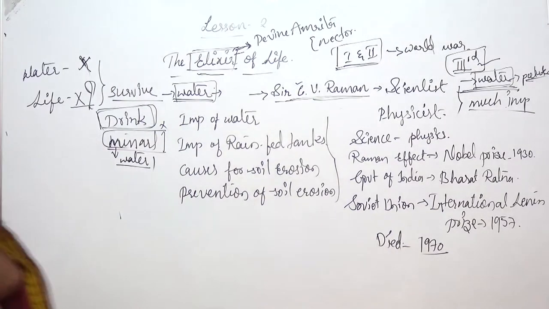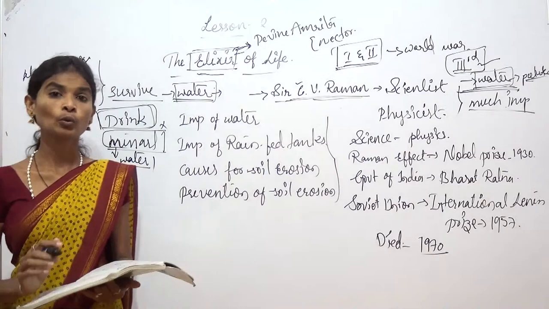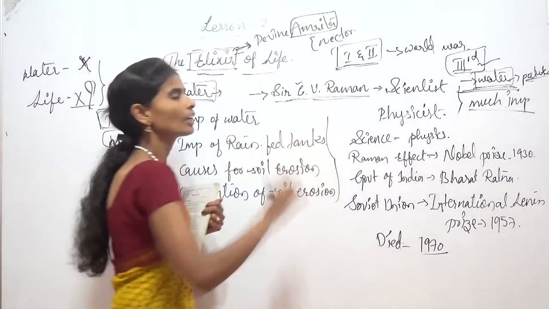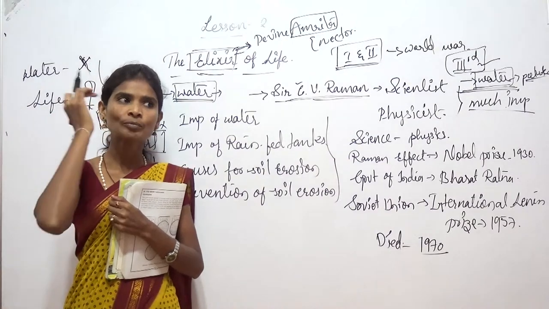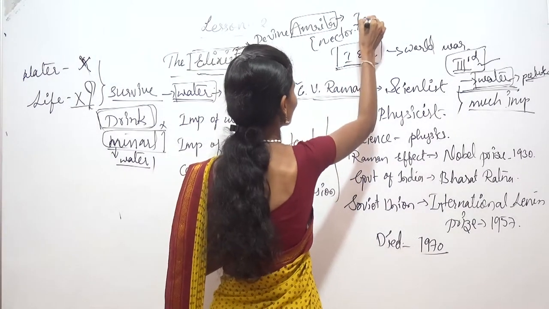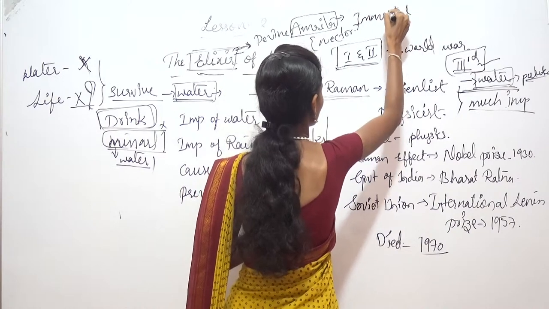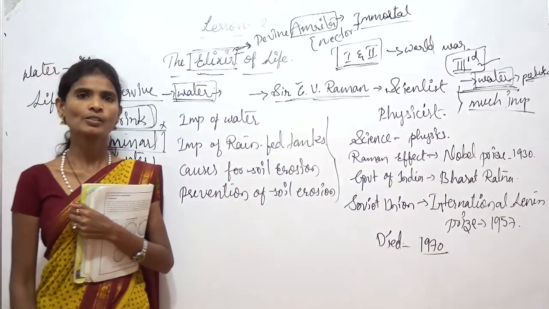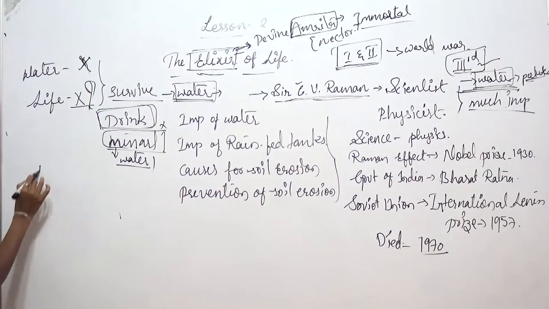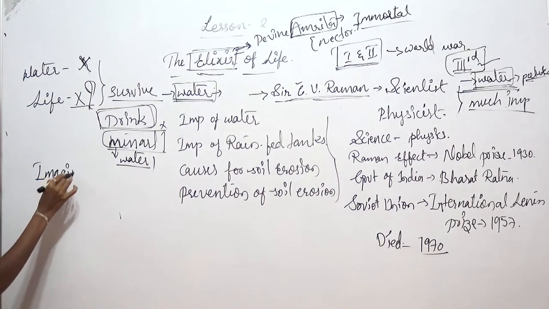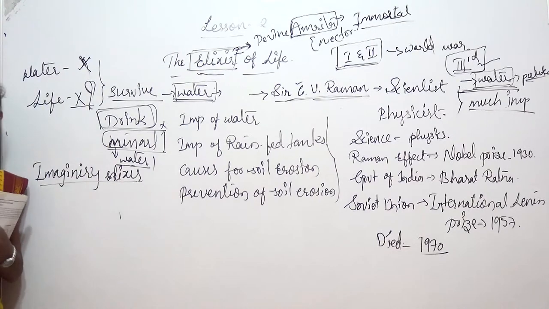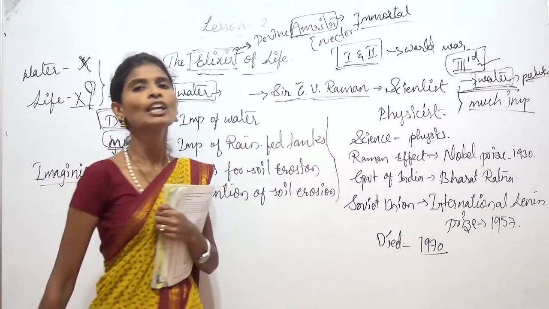Okay. Let us go to the lesson. See, since many years ago, thousands of years ago, man was seeking this divine Amrita. He was thinking that if we had this divine Amrita, we will be immortal. So he was running behind this divine Amrita. And the author has called this Amrita an imaginary elixir.